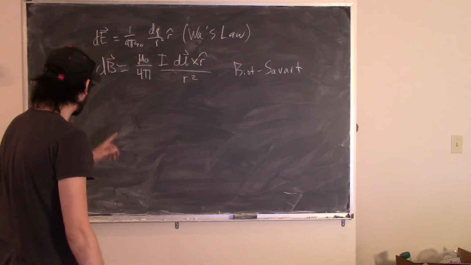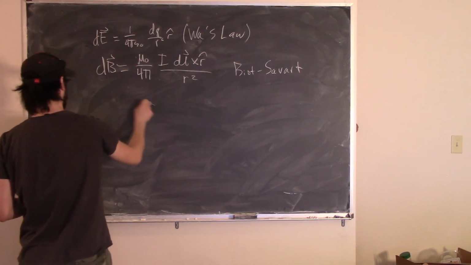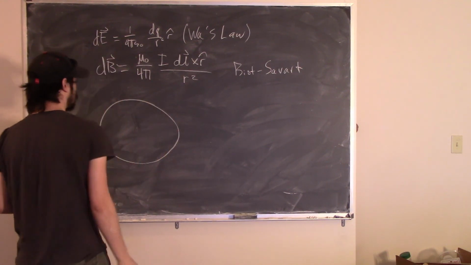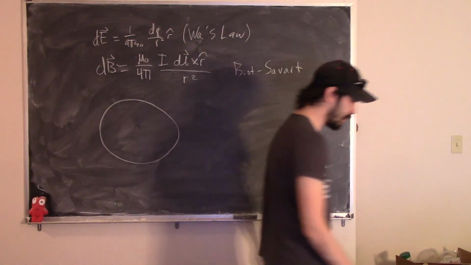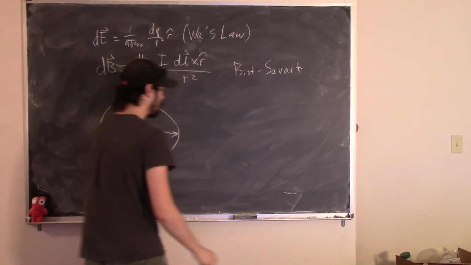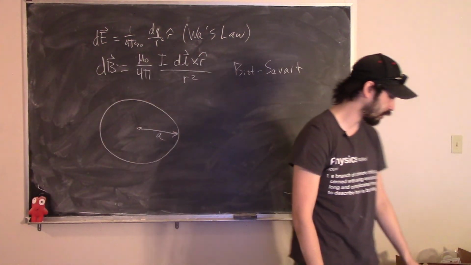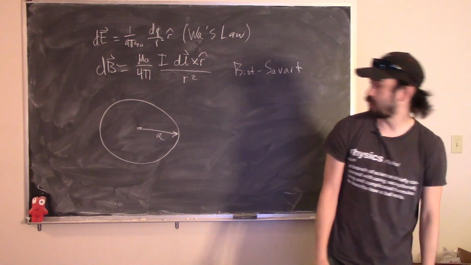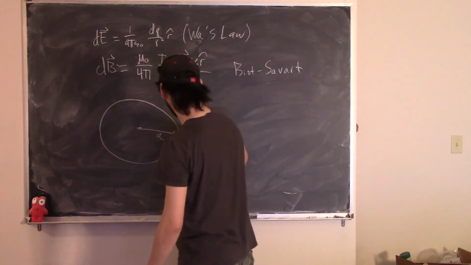Okay, so the problem that I had here was I said you have some circle of radius a. So this has some radius of a, and it has some current that goes around the loop in a clockwise direction. So the current is going to go this way.